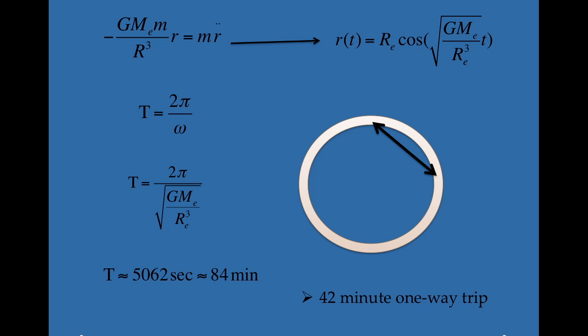Solving for the period, we know that omega is equal to the square root of k over m. We see that our time for a full oscillation in a straight line tunnel is approximately 84 minutes, which is about 42 minutes to get from one side to the other. It's also interesting to note that the period of the straight line solution does not depend on any starting conditions, so 42 minutes will be the time traveled no matter where you are traveling to.